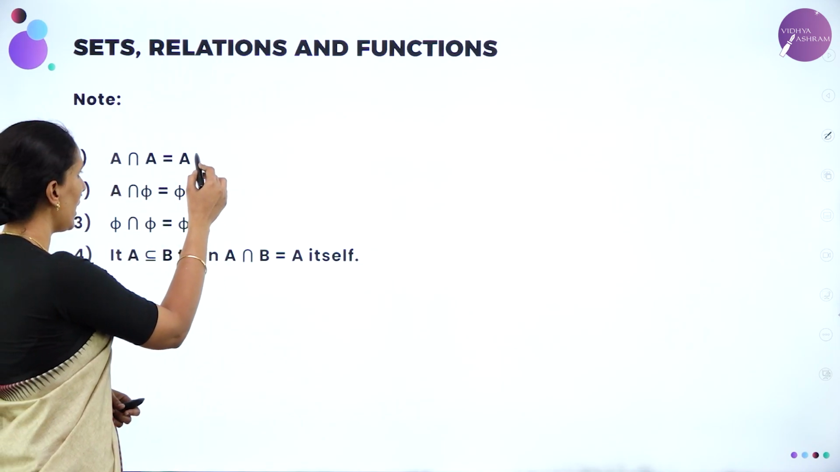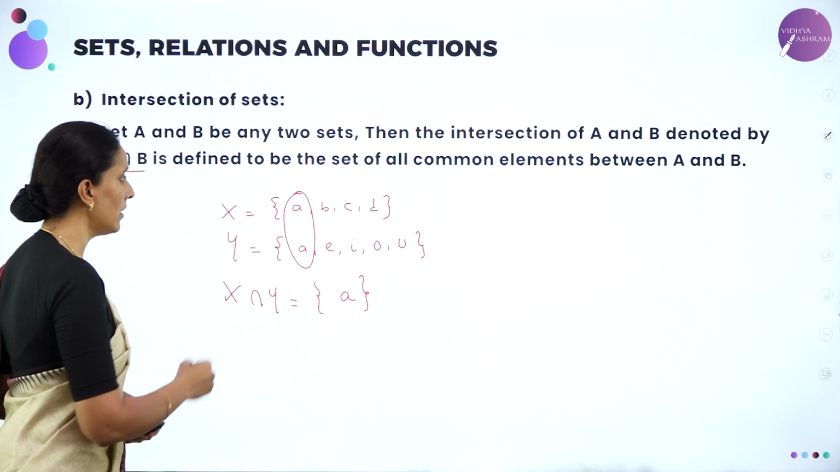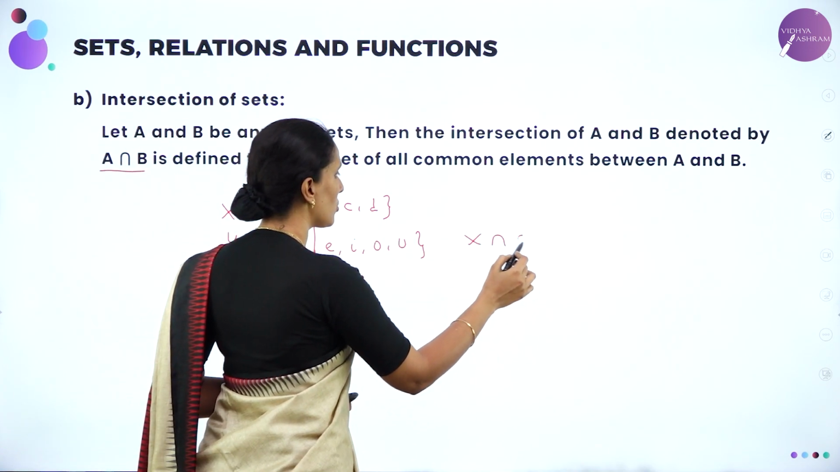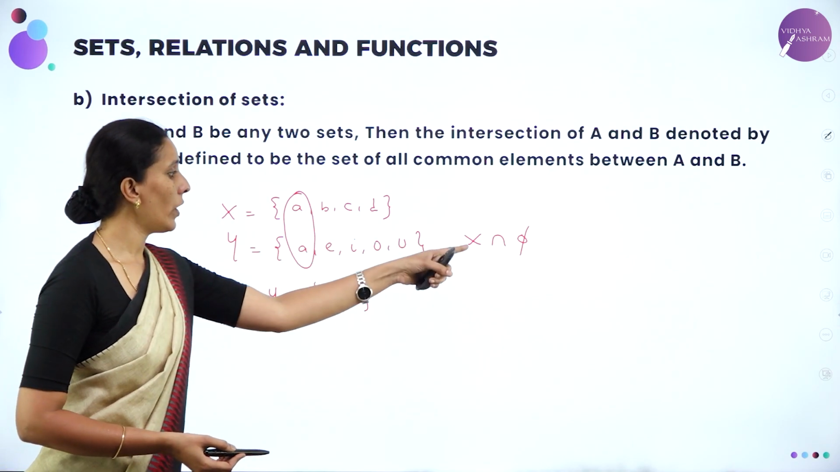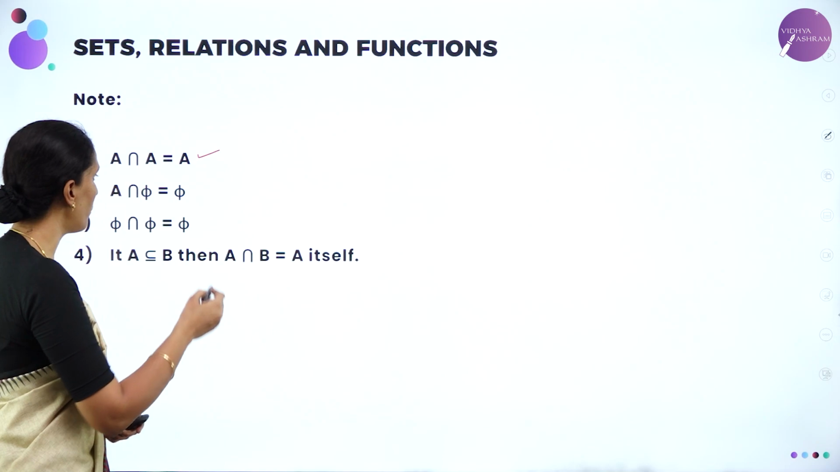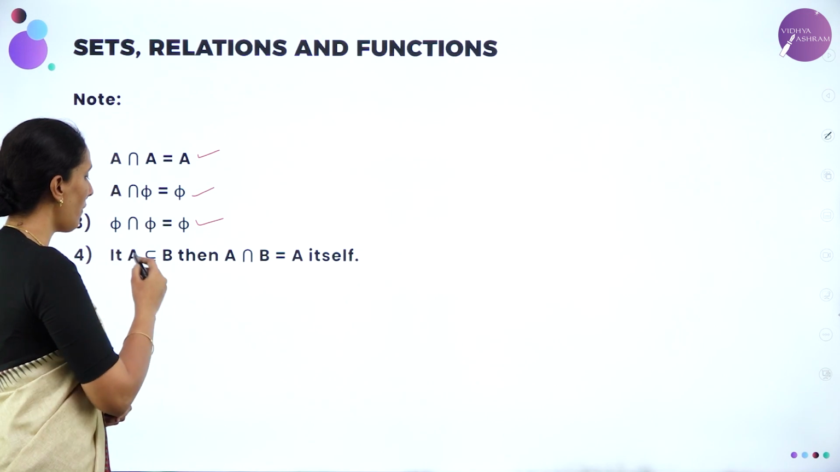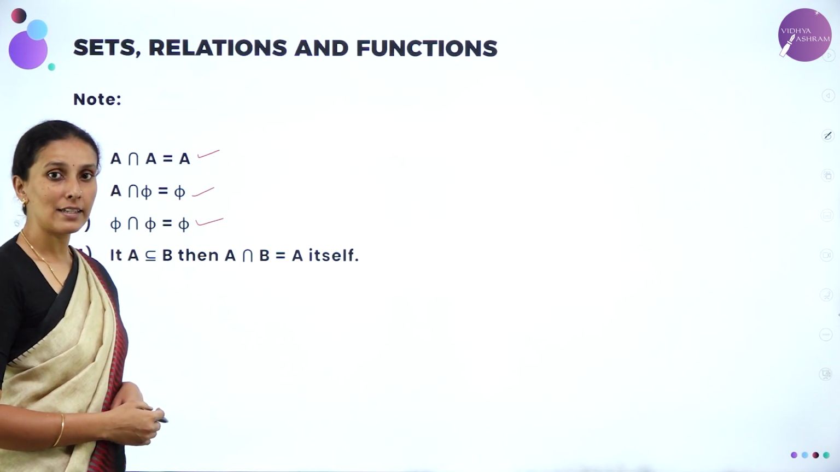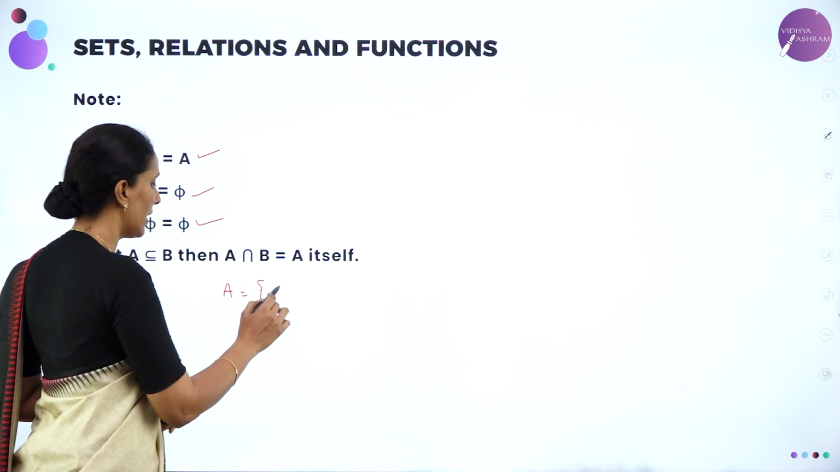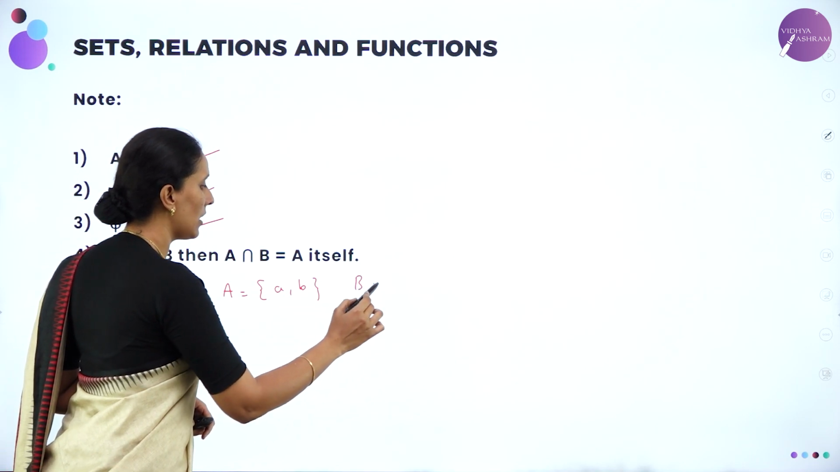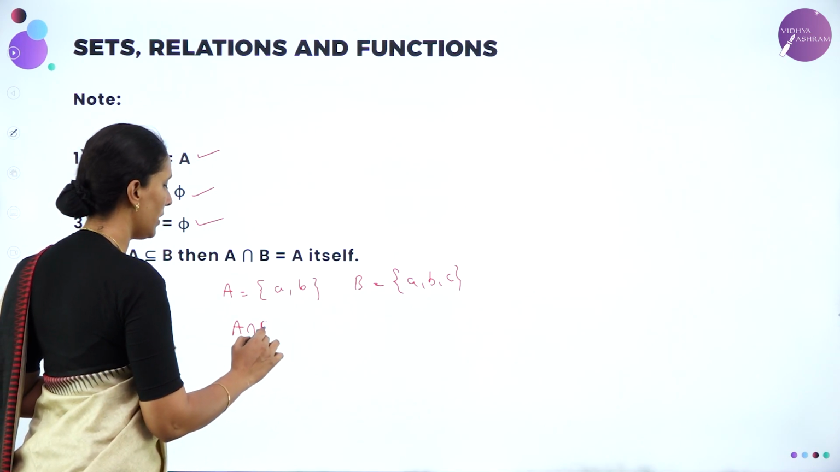A intersection A is A. A intersection empty set: for example, we have X here. If we take X intersection with the empty set, empty means it does not contain any element. So there is no element in common with these sets. Therefore obviously it is empty. And intersection of two empty sets is empty. Now again if A is a subset of B, then A intersection B is equal to A. So if we take A is equal to {a, b} and B is equal to {a, b, c}, what is the common element in both? A intersection B, that is {a, b}.